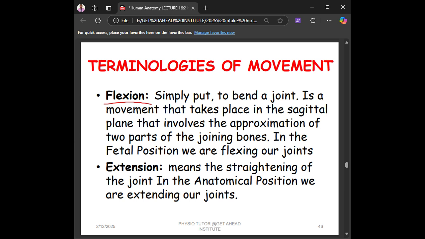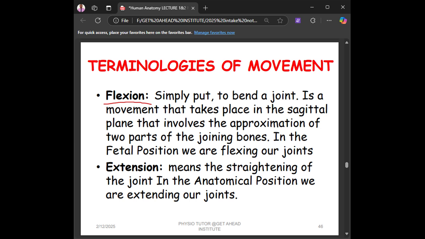Okay, so flexion has to do with the bending of a joint, and this is a movement that takes place in the sagittal plane. It involves approximation of two parts of the joining bones. So when you are in the fetal position, when everyone is not yet born, they are usually flexing their joints.